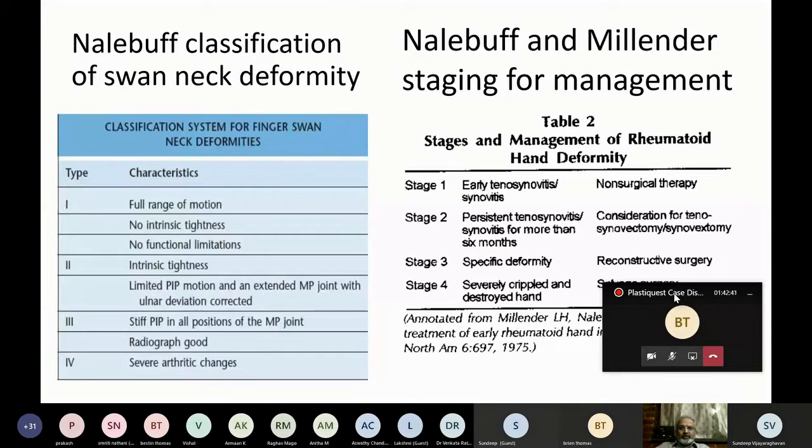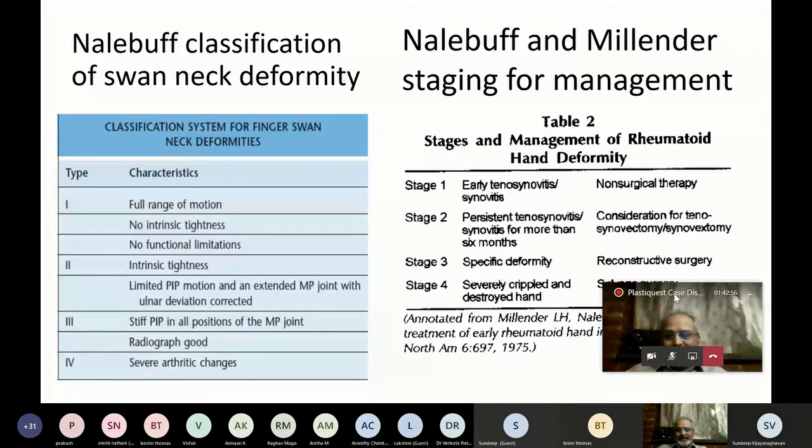So you are prepared for Swan neck, not prepared for mallet Swan neck. Am I correct? Yes, sir. I understand. But this is essentially a problem of a neglected mallet deformity going on to hyperextension, Swan neck deformity. So you try to correct the mallet, and automatically the Swan neck should get corrected too. Yes, sir.